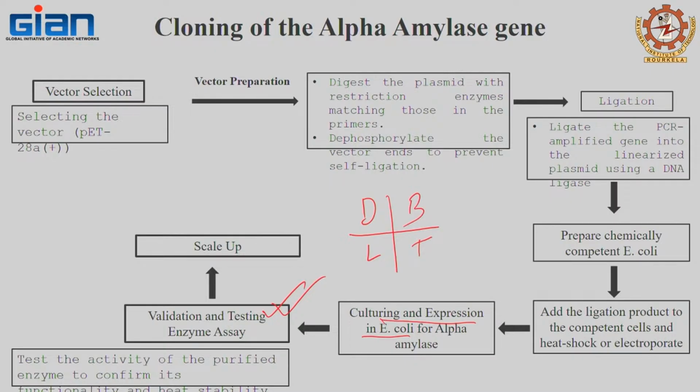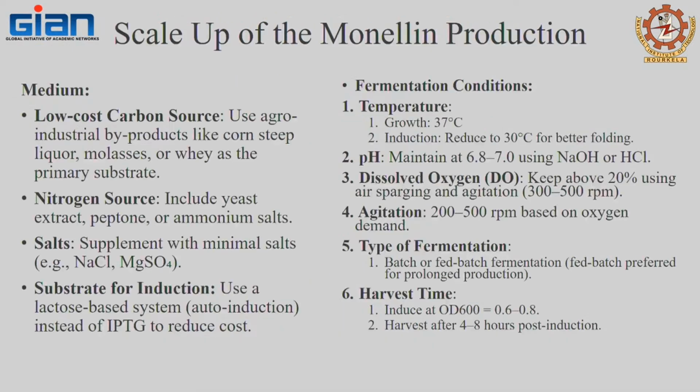So after that, the gene expression. We will be checking for the same. After confirmation we will be selecting the particular strain. There is a mistake in the title: it is alpha amylase production, not monolith. Okay, title. So alpha amylase production.